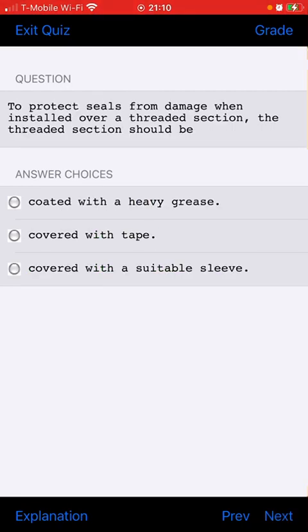Next, to protect a seal from damage when installed over a threaded section, the threaded section should be what? The threaded section should be covered with a suitable sleeve.